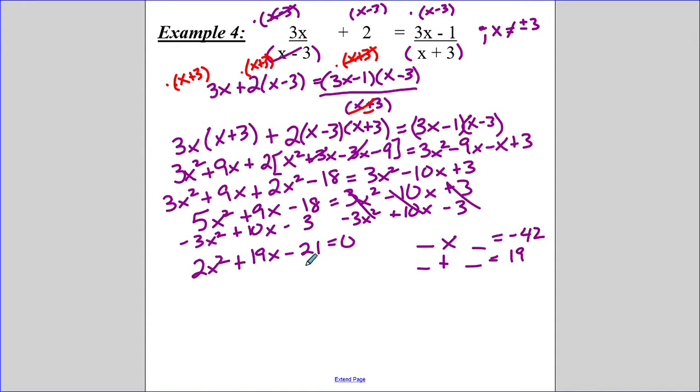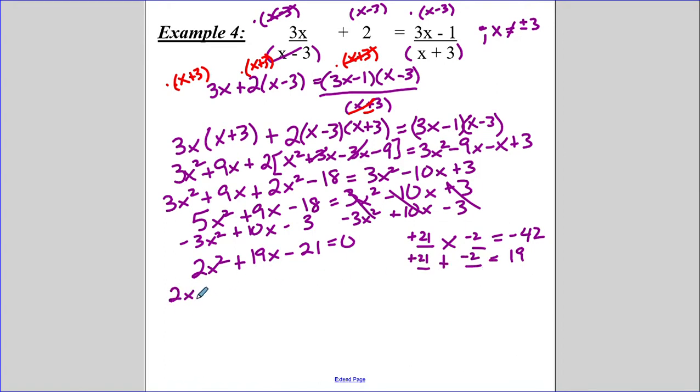Because this is a minus, that means that one of these is going to be positive and one's going to be negative. So it looks like the 21 is going to have to be my positive value, and the 2 is going to need to be my negative value. And that's because I have a plus 19 here. So plus 21 and minus 2.